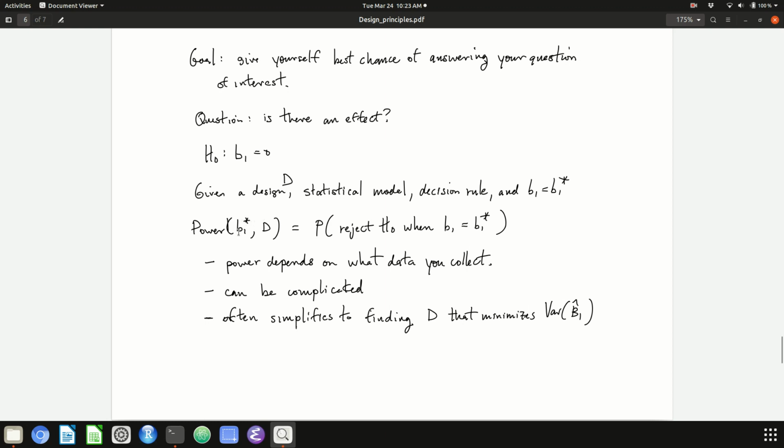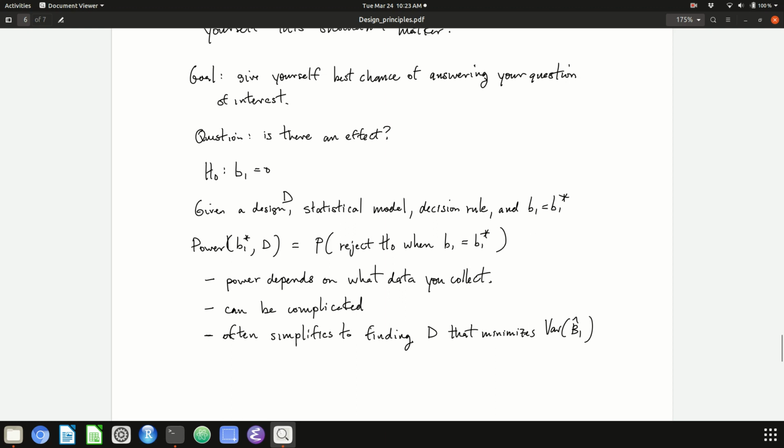These power calculations can be somewhat arbitrary because you have to decide what's a reasonable alternative value of the parameter. So say you pick this to be 0.1. In that case, you would be asking what's the probability of detecting that the parameter is not equal to 0 when the true value is 0.1. And of course, this depends on the data you collect. This can be a complicated calculation, and potentially very complicated if it's a pretty complicated experiment.